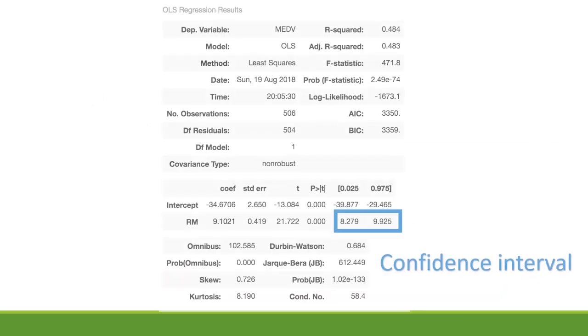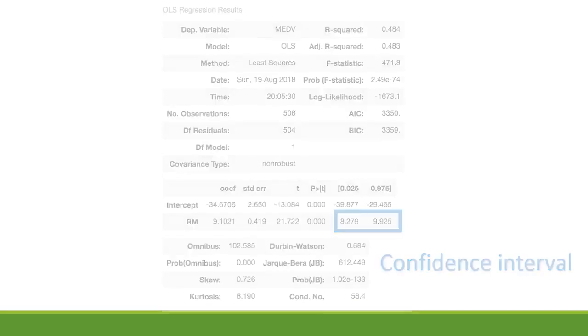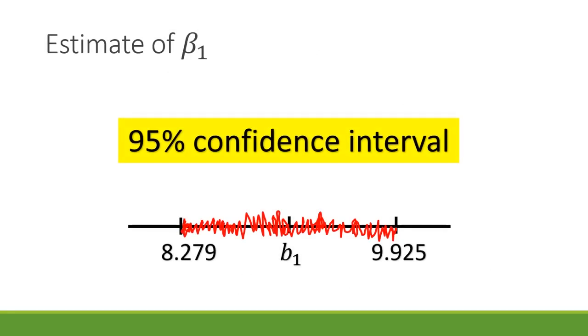Second, we can get a confidence interval for the slope. By default, the confidence level is 95%. The 95% confidence interval for the slope is 8.27 to 9.925. This interval is located on the positive side of the real line. Hence, the slope is positive with high chance, which is consistent with the correlation and the scatter plot of our data.